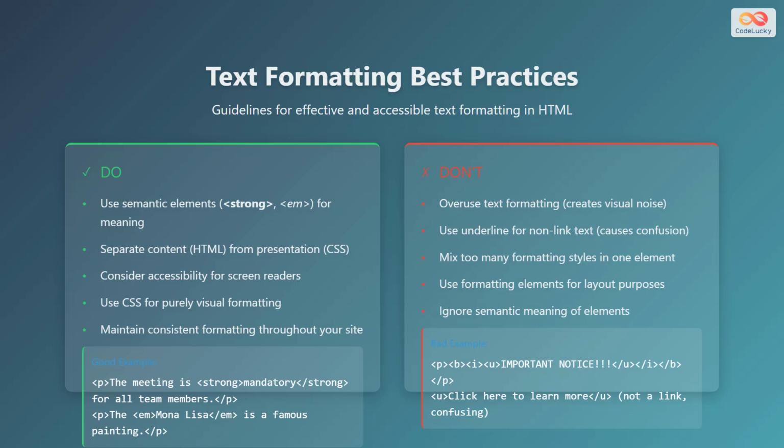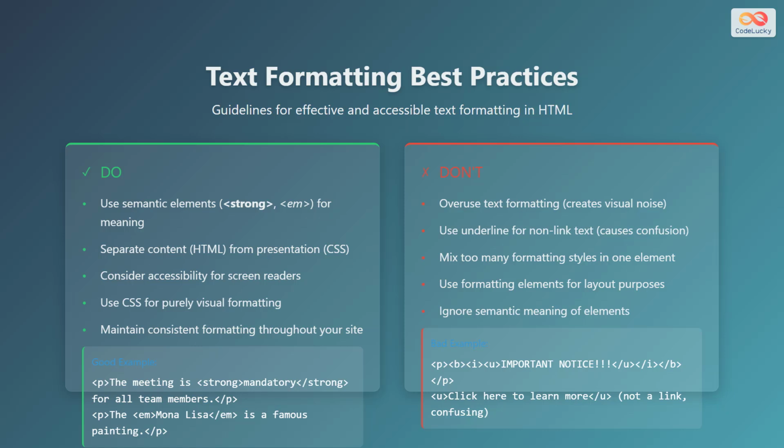Use CSS for purely visual formatting. Maintain consistent formatting throughout your site. For example, "The meeting is mandatory for all team members" can be emphasized using the strong tag, and the Mona Lisa can be emphasized using the em tag.